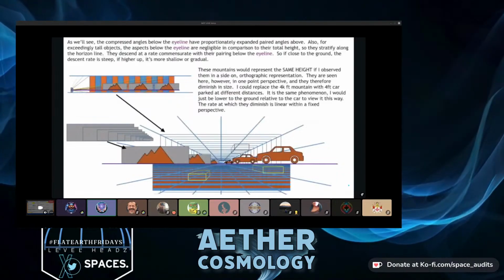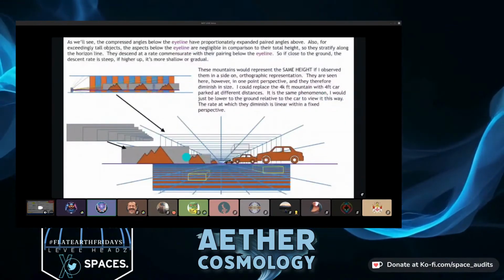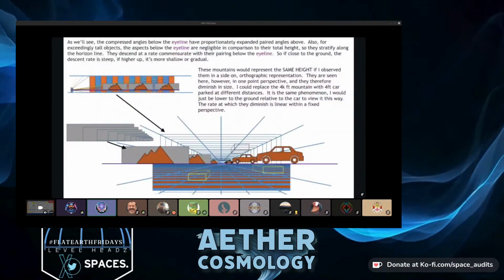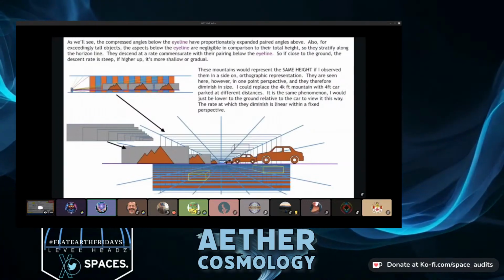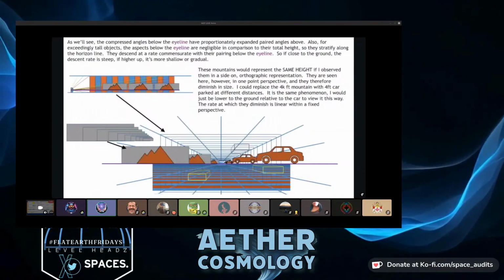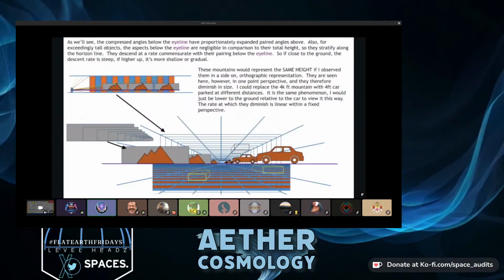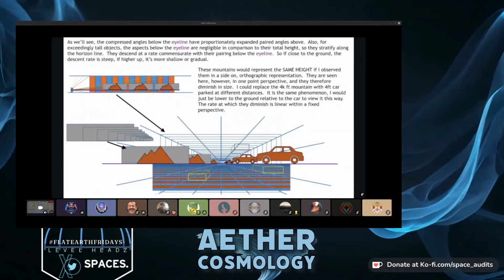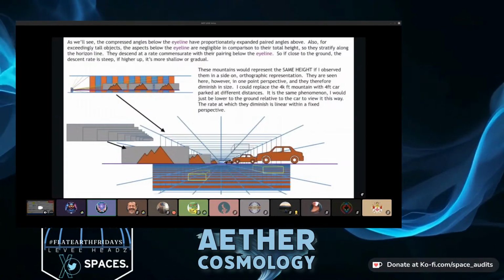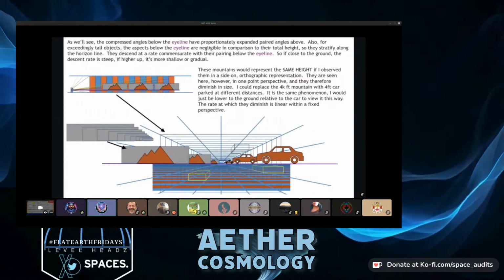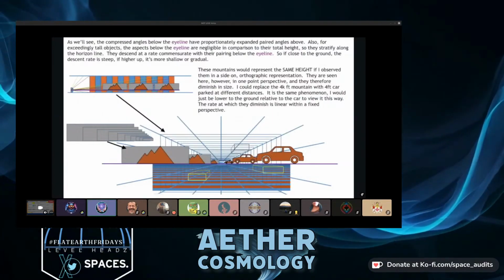So I'm just going to read through here. This is a basic demonstration of disappearing bottom up, right? Compressed angles below the eye line have proportionally expanded angles paired above. So as one compresses, the other expands. That's just the relationship, right? Has to be that way. As you move left, the compressed angle is to the right, and it expands on the right and so forth.